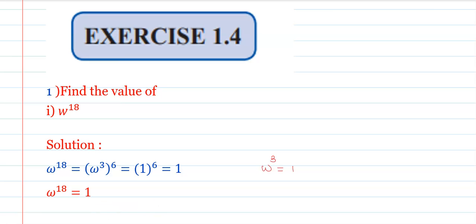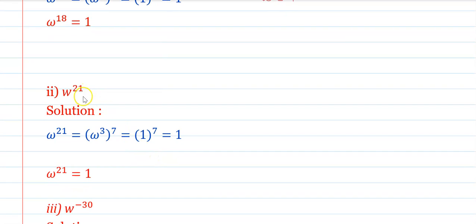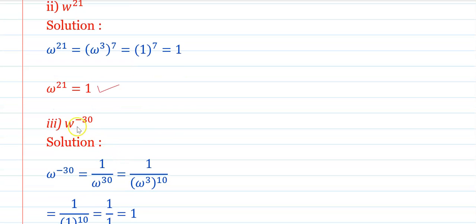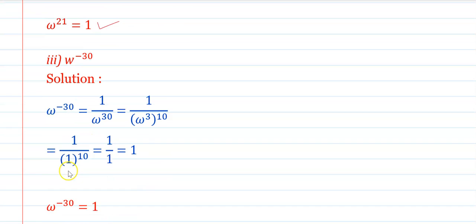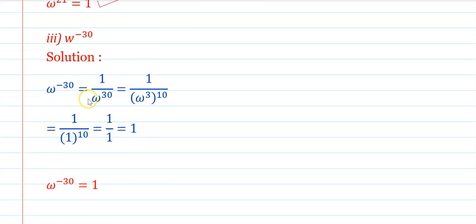Okay, now next, omega raised to 21. The omega raised to 21 we write as (omega raised to 3) bracket raised to 7. But omega raised to 3 is 1, 1 raised to 7 is again 1, and hence omega raised to 21 is 1. Omega raised to minus 30 can be written as 1 upon omega raised to 30. And omega raised to 30 can be written as (omega raised to 3) bracket raised to 10. Again the value of omega raised to 3 is 1, 1 raised to 10 is again 1, and hence omega raised to minus 30 is 1.